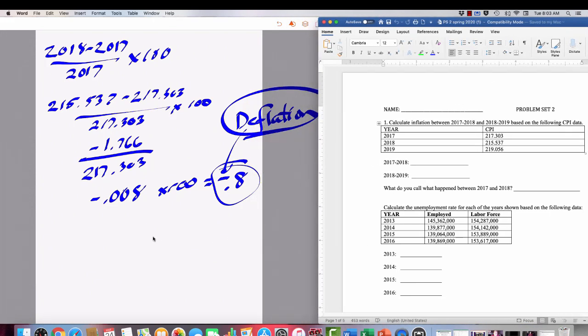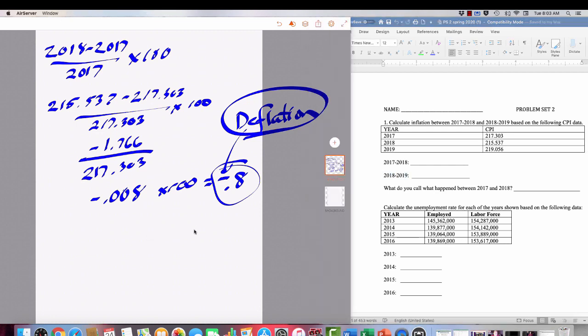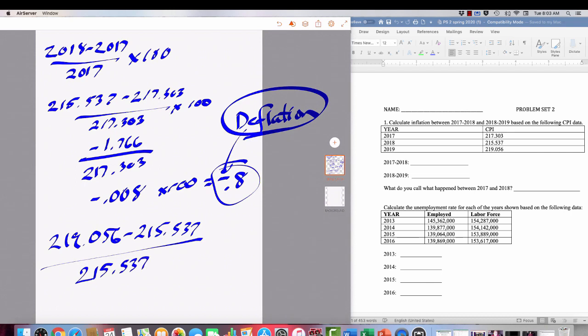All right, so for the second part, this 2018 to 2019, we go through the same mathematical calculations. So we just put new numbers in there. So it's 219.056 minus 215.537 divided by 215.537. And then we'll multiply that by 100.